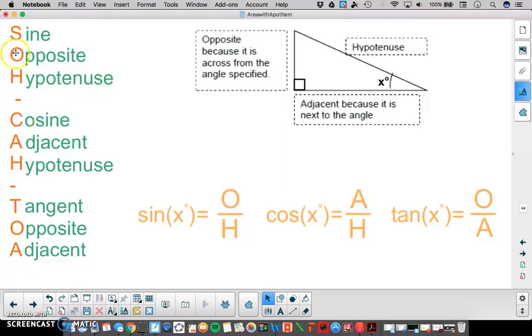SOHCAHTOA is the acronym for the equations that represent sine equaling opposite over hypotenuse, cosine equaling adjacent over hypotenuse, and tangent equaling opposite over adjacent. Also remember, we're taking the sine, cosine, and tangent in reference to some angle of the triangle. So sine of x is the side opposite from x over the hypotenuse. The cosine of angle x is the adjacent side to x over the hypotenuse. The tangent of x is the opposite side from x over the adjacent side to x.